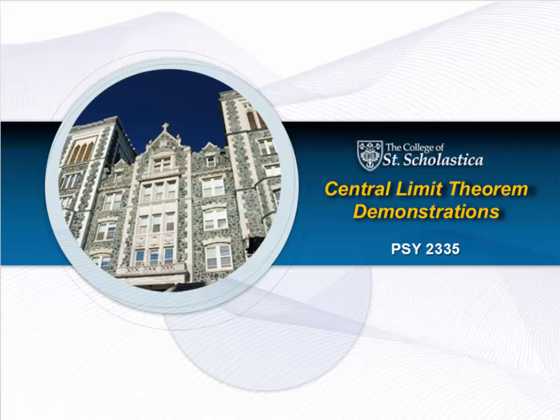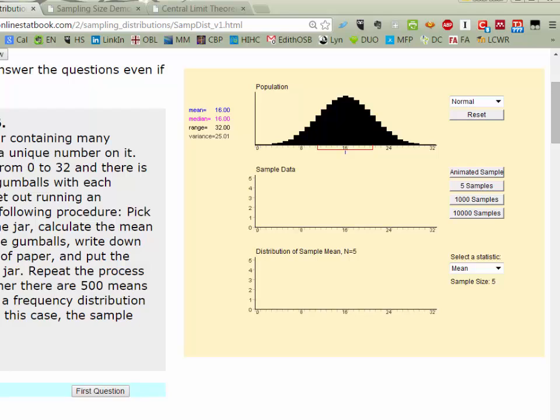This video will use some animations to help make the central limit theorem easier to understand. The first of these animations looks at a normal distribution that has a mean of 16 and a range of 32 and lets us draw samples of size 5. So the first thing I'm going to do is draw just one animated sample, and you can see that 5 units fell out of the normal curve.